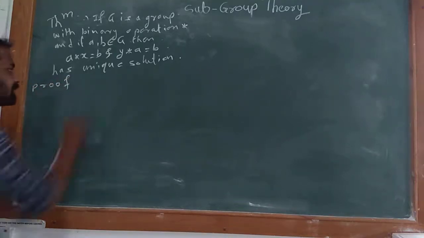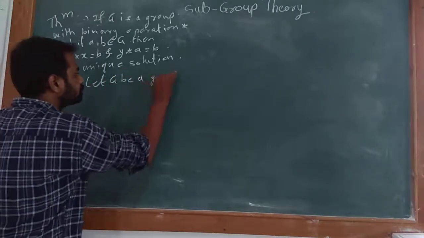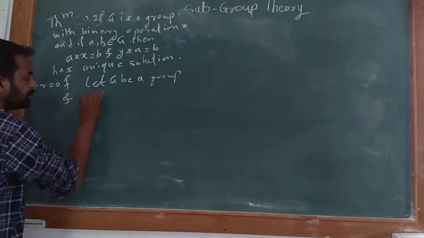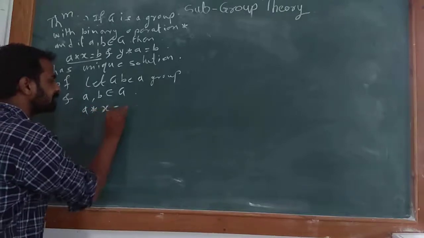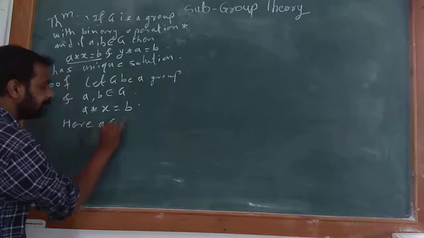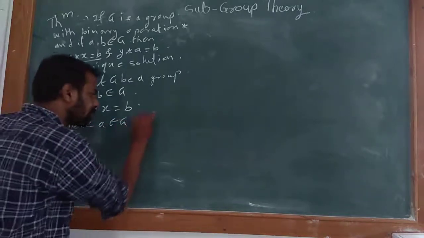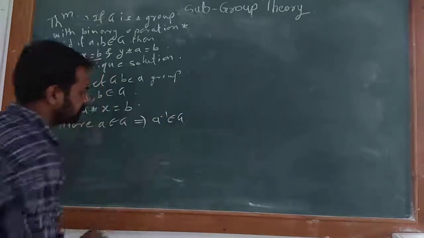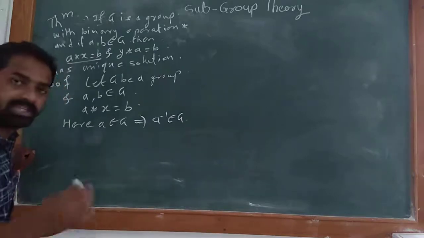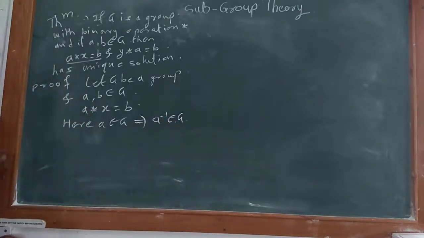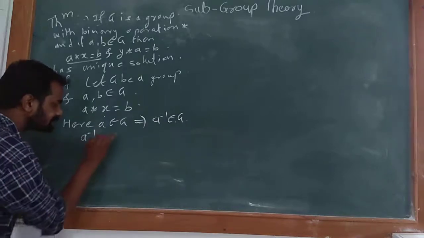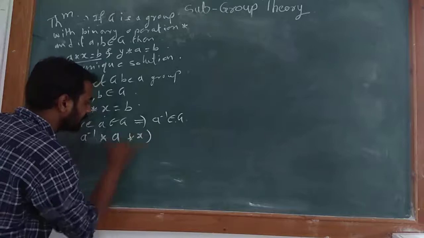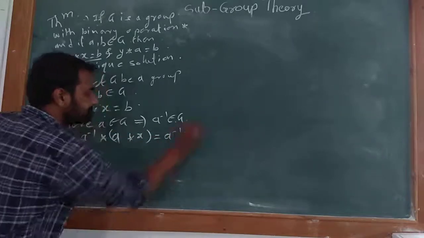For proving this theorem, let G be a group and A, B belong to G, and we are taking A star X is equal to B. Here A belongs to G, this implies by the fourth property A inverse also belongs to G, because every element in G has an inverse in G. By pre-multiplying both sides by A inverse, we get A inverse star X is equal to A inverse star B.